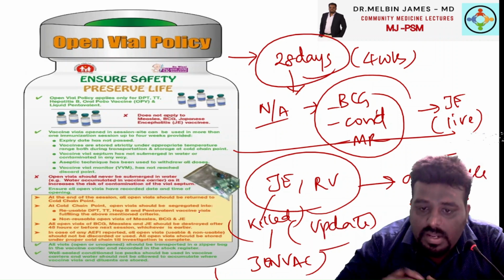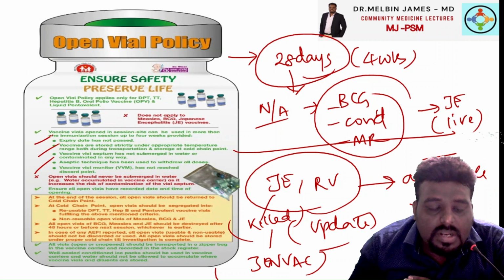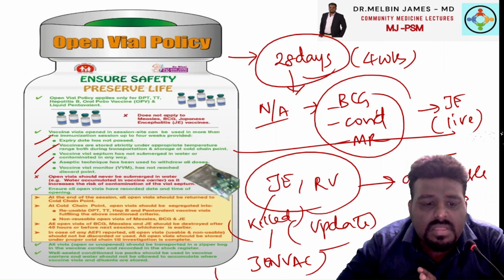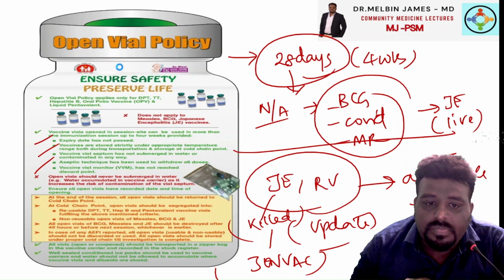But the expiry date and other criteria apply: the expiry date should not have passed, the vaccine should be stored under strict conditions, aseptic techniques should be followed, and the vaccine vial septum should not be submerged. These are some of the conditions that must be fulfilled to follow the open vial policy.